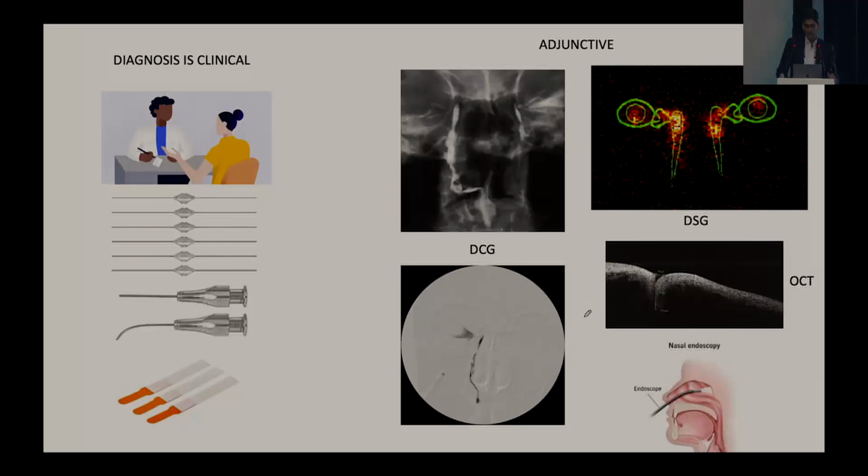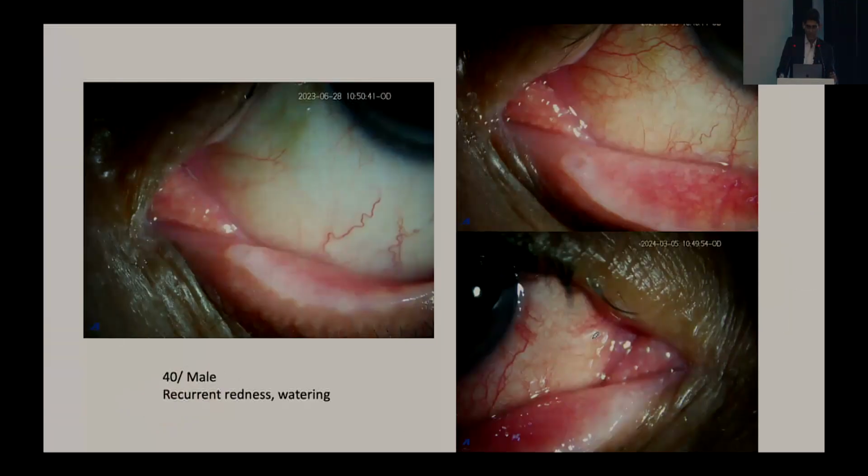But there are certain adjunctive tests which we should know as students, which are of help when a clinical diagnosis cannot be made conclusively. These tests are needed maybe in 5 to 10% of the cases. So these tests are dacryocystogram, dacryoscintigraphy, an OCT which can be used to image the punctum now, and nasal endoscopy, which nowadays is catching vogue amongst oculoplastic surgeons.